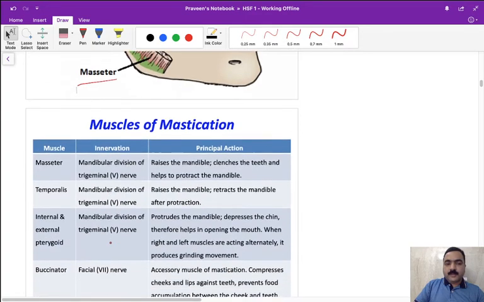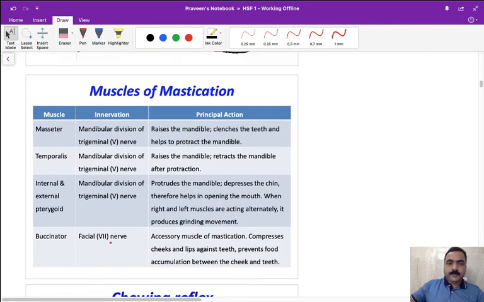What is slightly more relevant here is to know the nerves that supply them. These are mainly the fifth cranial nerve, especially V3, the third branch of the trigeminal. The trigeminal supplies them, except for the buccinator, which is supplied by the facial nerve. The buccinator is in the cheeks, the cheek muscles.